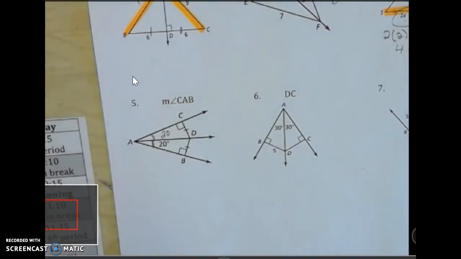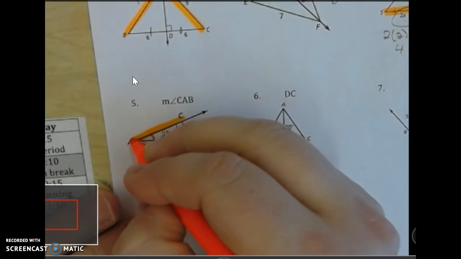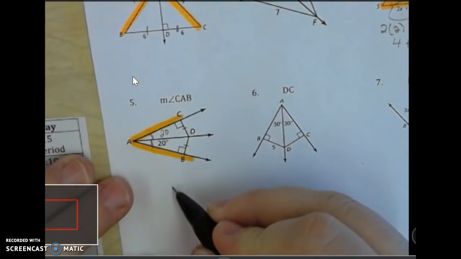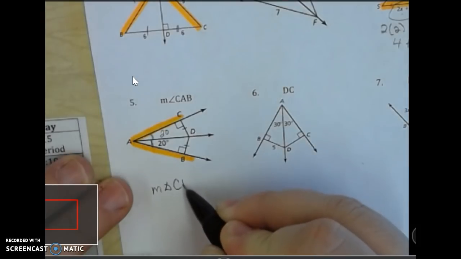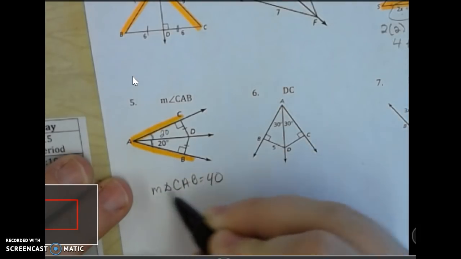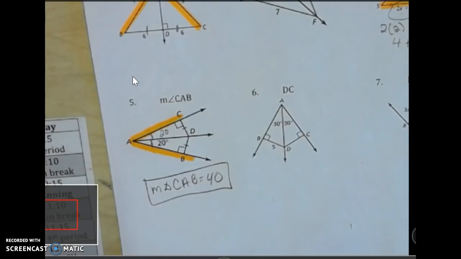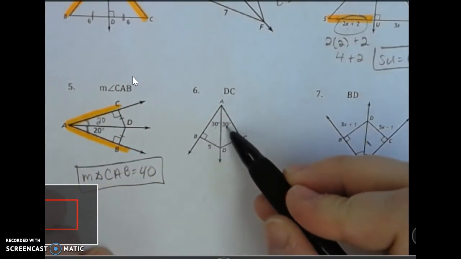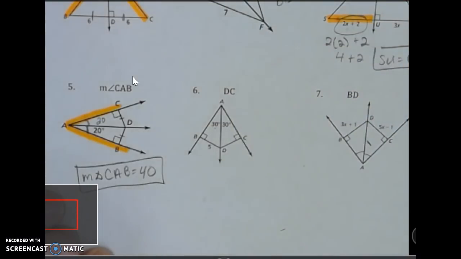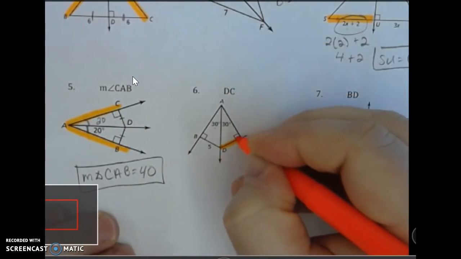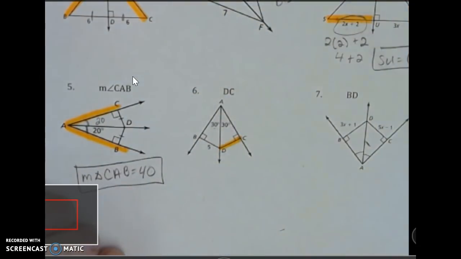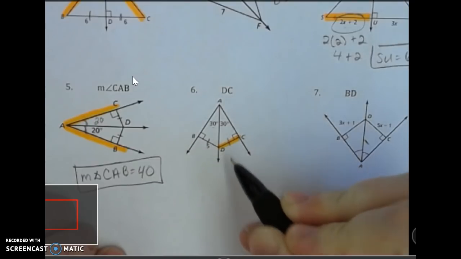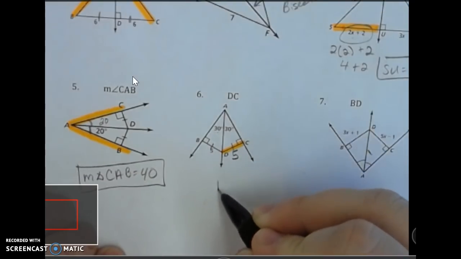And now if I want to find the whole thing, like it says, angle CAB, it's both of those, so 20 plus 20. So the measure of angle CAB is 40. Okay, for number 6, it shows me the angles are equal, but it's asking me to find D to C. Well, if the angles are equal, then this piece that's perpendicular is also equal. So this is also 5. So D to C is 5.